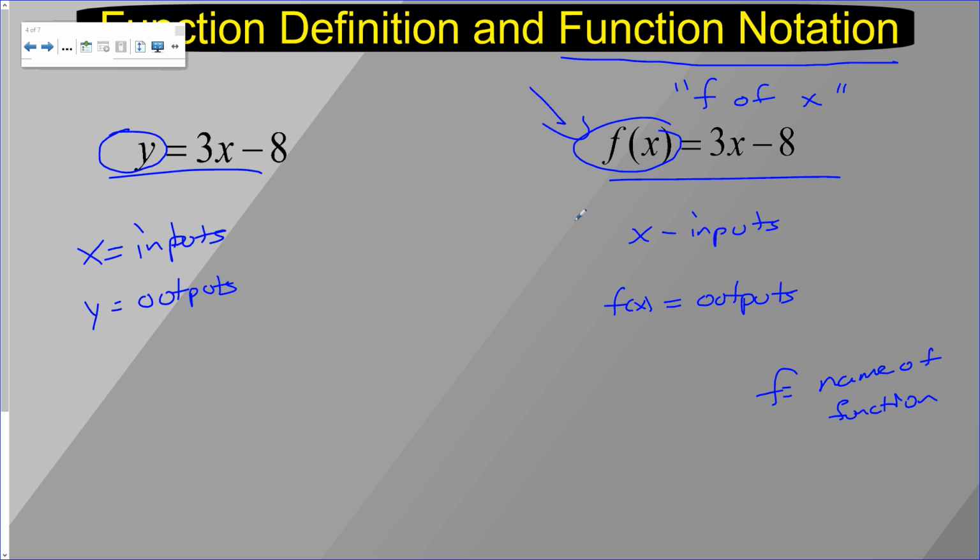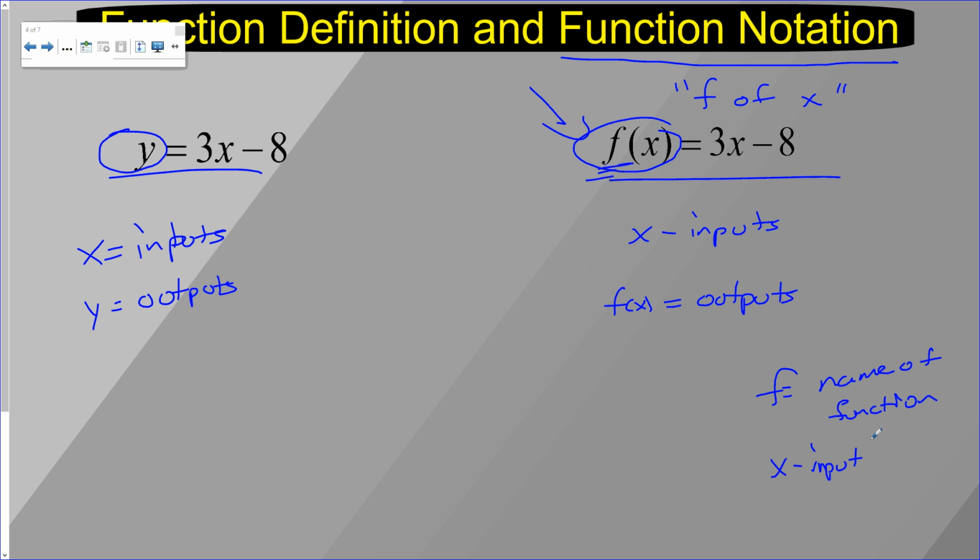The idea is that if we're looking at a situation where we have more than one function, we can refer to the functions by name instead of all having y's and being confusing. The functions actually have different names because of this letter right here. X tells you what the input is going to be. So again, obviously for many of them, x will be the input. But we could have input be anything.